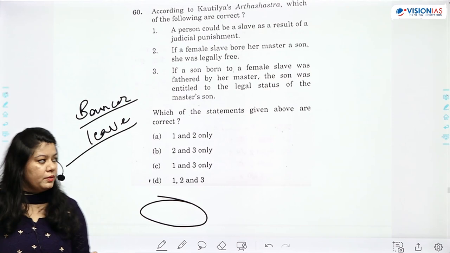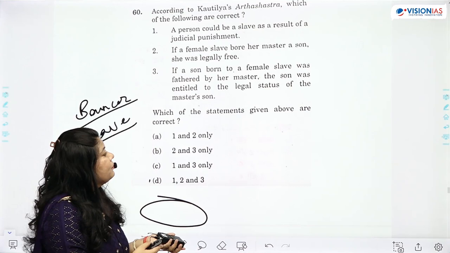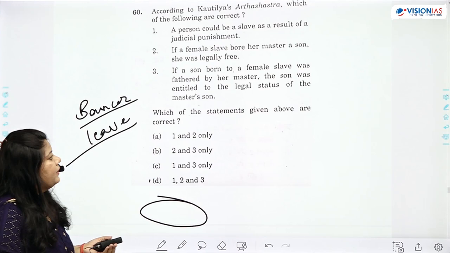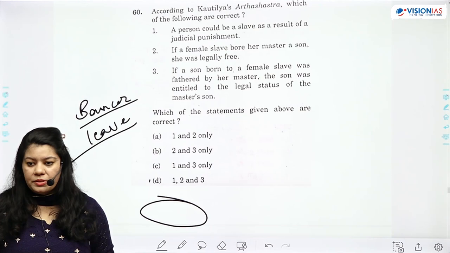So all the statements are correct. A person could be a slave as a result of judicial punishment, yes. Second, if a female slave bore her master a son, she was legally free. Third, if a son born to a female slave was fathered by her master, the son was entitled to the legal status of the master's son. So all the statements are correct, but it's better to leave such questions and not reorient your strategy, right?